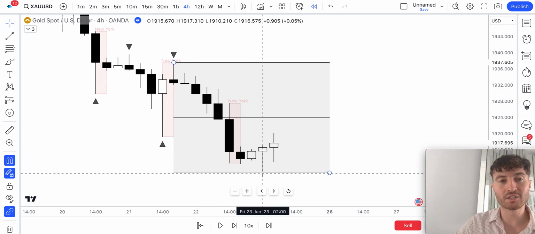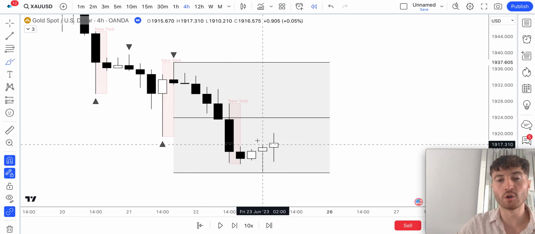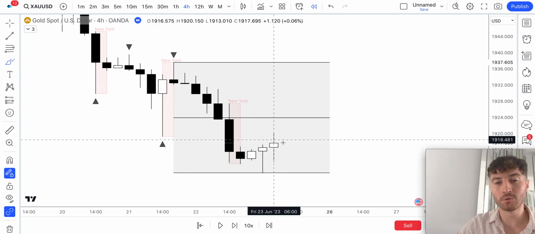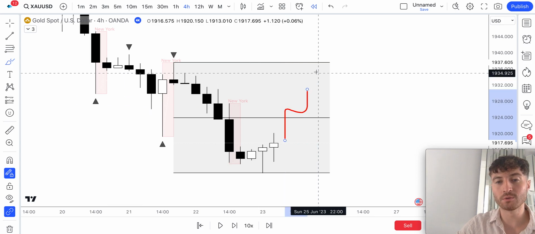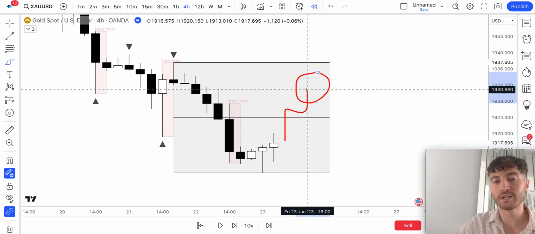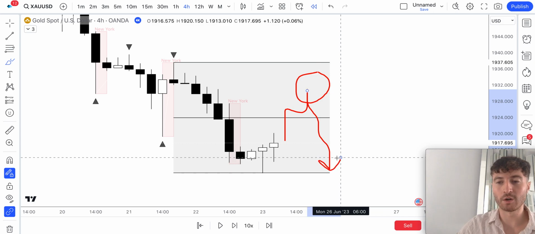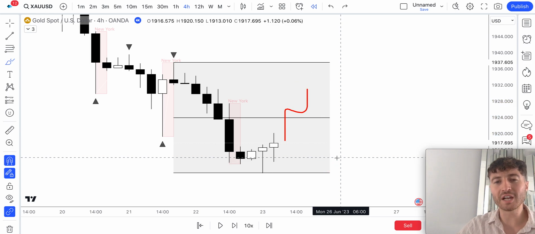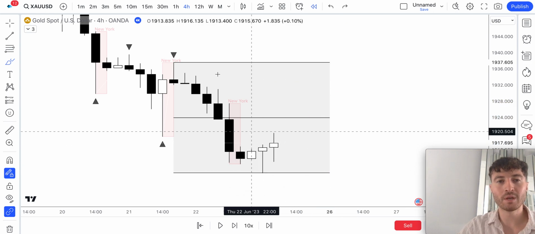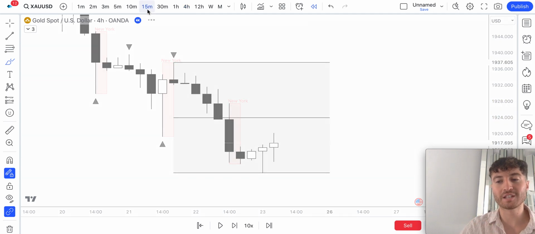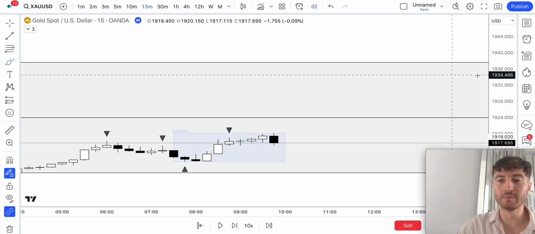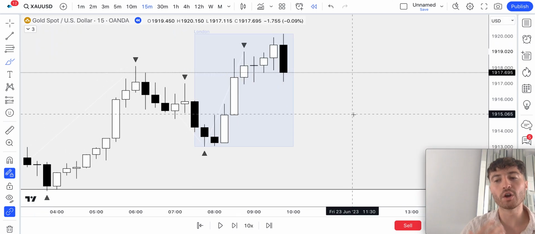So if and only if price comes back into discount, somewhere in discount, we can look for a short trade and then look for some continuation to the downside there. That's the setup based on the 4-hour time frame. Now this is where it gets interesting. We're going to drop down to the 15-minute time frame, and this is where we're going to be looking for our entry schematic.